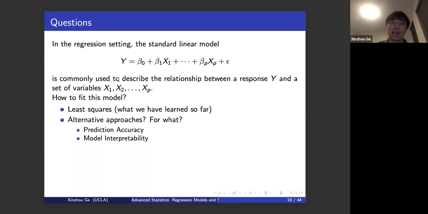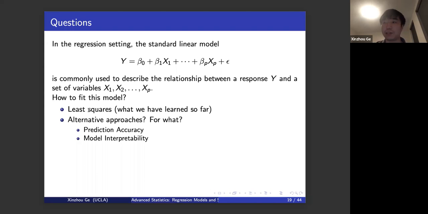We have introduced how we use least squares to fit the model, how we minimize the sum of squares to get the estimate of the beta. Do we have any alternative approaches, and why do we need these approaches?